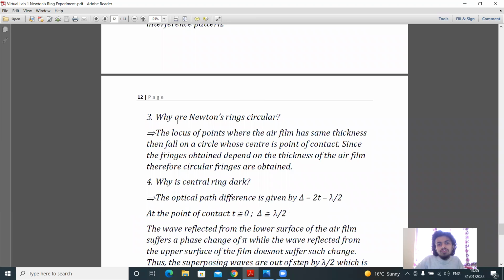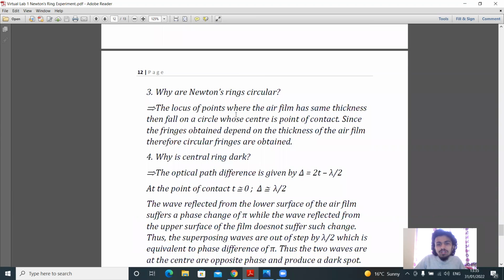The third question is, why are Newton's rings circular? We have already discussed this question also. The locus of points where the air film has the same thickness falls on a circle whose center is the point of contact. The center is the point of contact, meaning at the point of contact the thickness is 0. Since the fringes depend on the thickness of the air film, circular fringes are obtained.